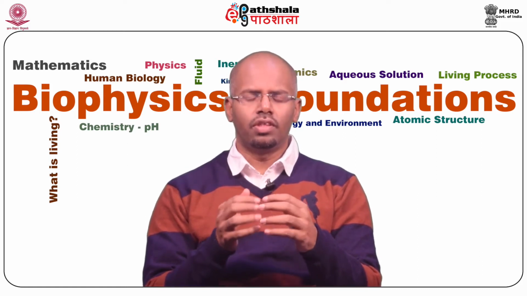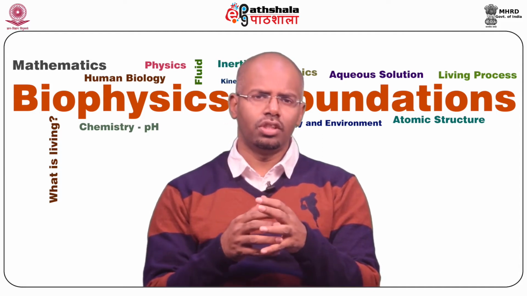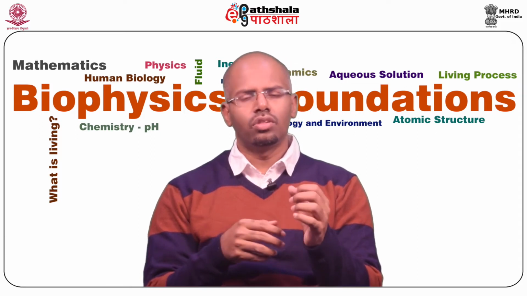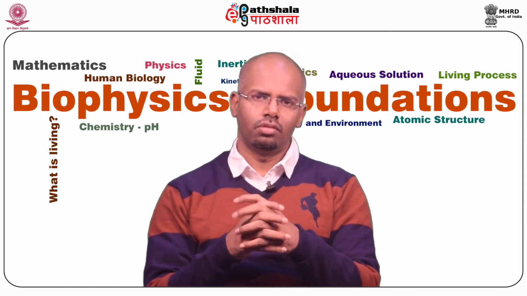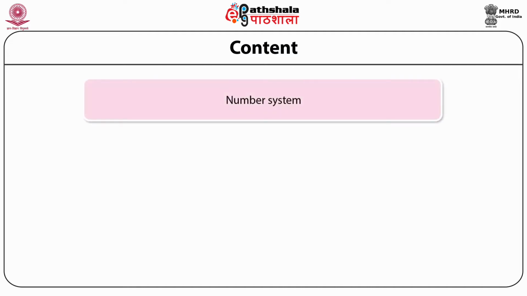So, we will first see what a number system is, then what a complex number system is, then when to use it, then what its physical significance is, and we will also see a few solved examples related to this topic. Content: the first item is the number system.